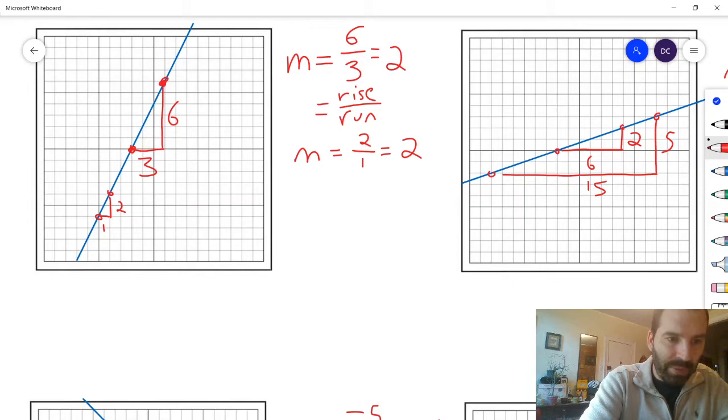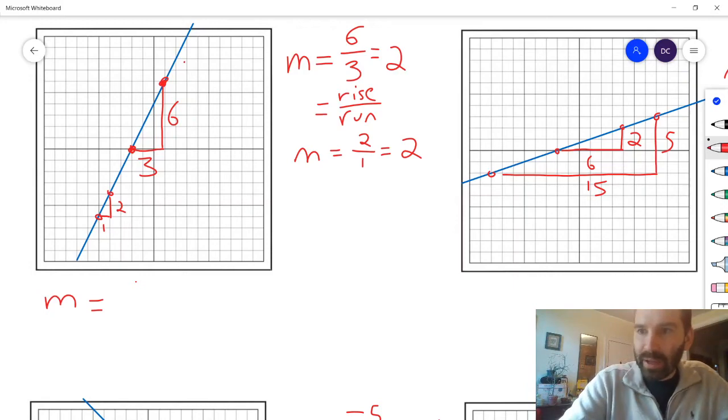Okay, the slope, for the rise, I'm going to take the difference in the y coordinates. So if I call this point up here, let me use a black pen.